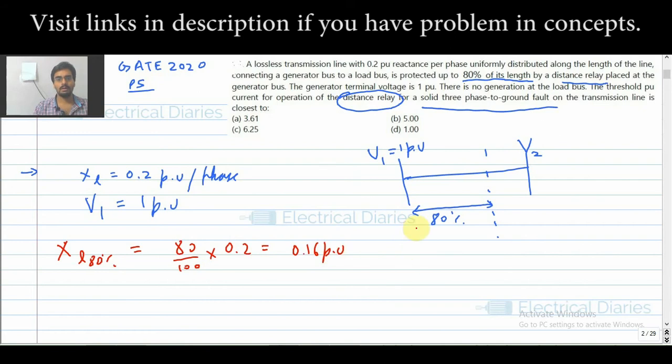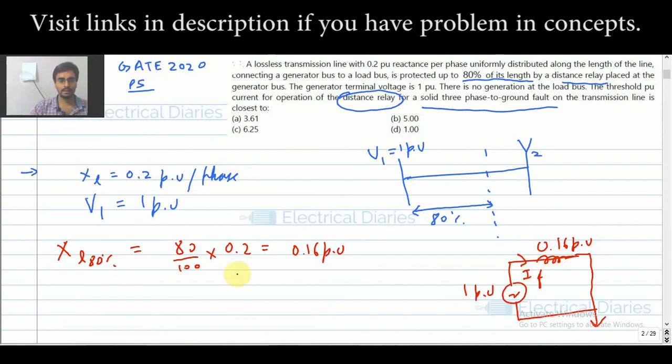Okay, so now see, what is the solid 3-phase to ground fault? See, it's a simple thing. See what happens in a 3-phase to ground fault, and that solid means that your ground is shorted, that is, the grounding is without any reactance. Okay, so that is the meaning of solid. Okay, so in a very schematic way we can say that this is generator 1 per unit, this is your 80% line, the reactance of that 80% line is 0.16 per unit, and this is now faulted. Okay, that is shorted, so you have to find the IF.